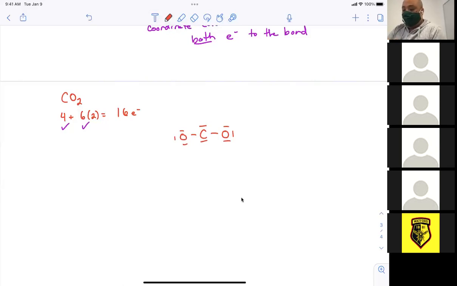Okay. So how many electrons do we have on this test structure here? 20. Okay. Which means you have 4 too many electrons here. So that means you need to add and convert 2 bonds to reach 16.